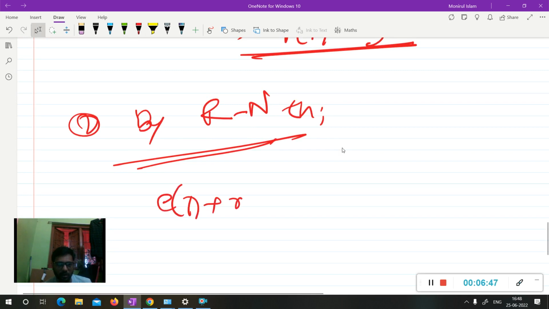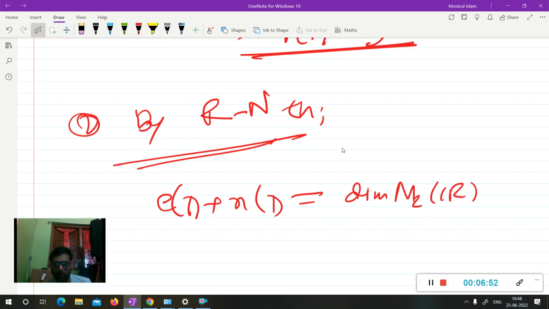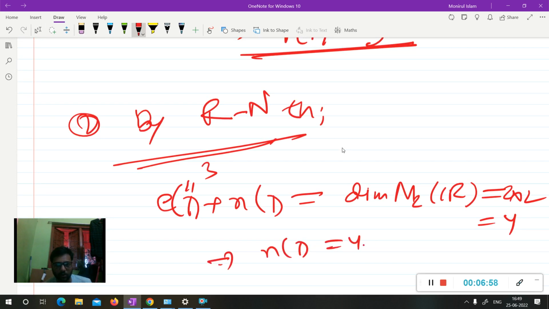Rank T plus nullity will be dimension V. Dimension V means R², and the dimension of R² is 2 times 2, which means 4. Now rank T is 3, so what is the nullity? Nullity will be 4 minus 3, so this is 1. So nullity will be 1.